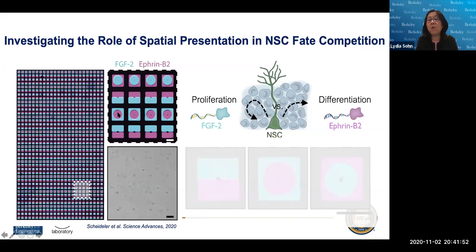Would it stay there or would it extend out into FGF2? And finally, in this pattern, it's really to see, well, what happens if it has equal opportunity to either go to FGF2 or Ephrin B2? Which one would it choose?